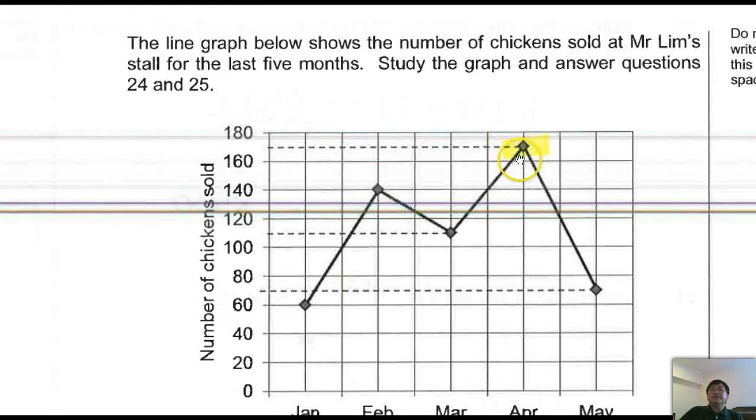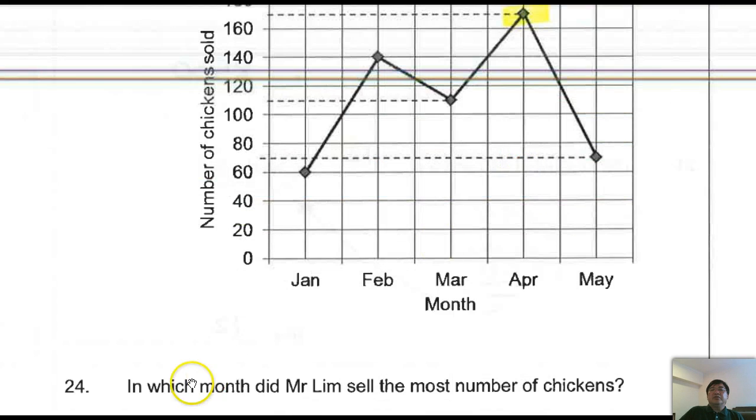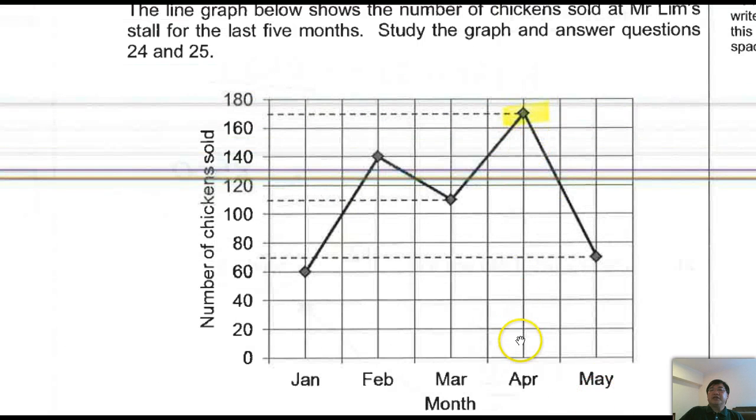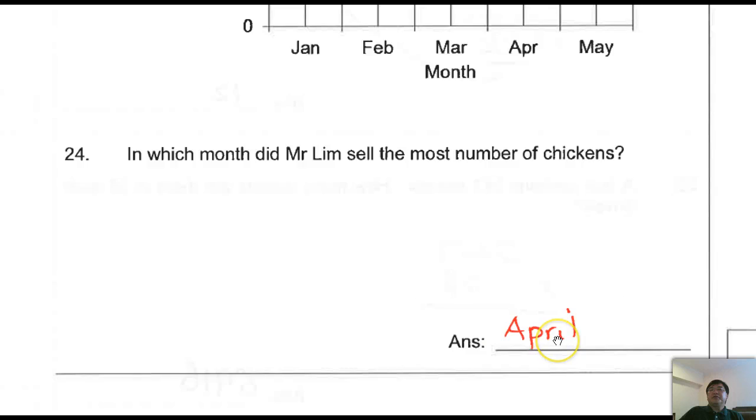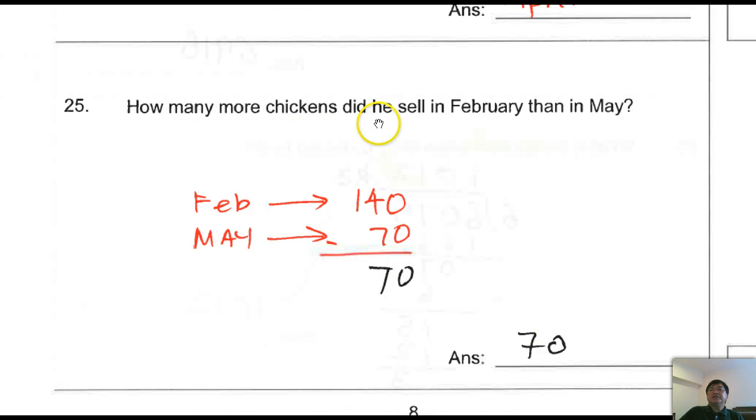Right, with the graph here, this is the highest point. Which month did Mr. Lim sell most number of chickens? Most number of chicken is April. Answer is April. How many more chickens did he sell in February than in May? February is 140, May is 70. That is the difference. Okay, how many more? We're talking about difference, and this is 70. Right, let us continue.